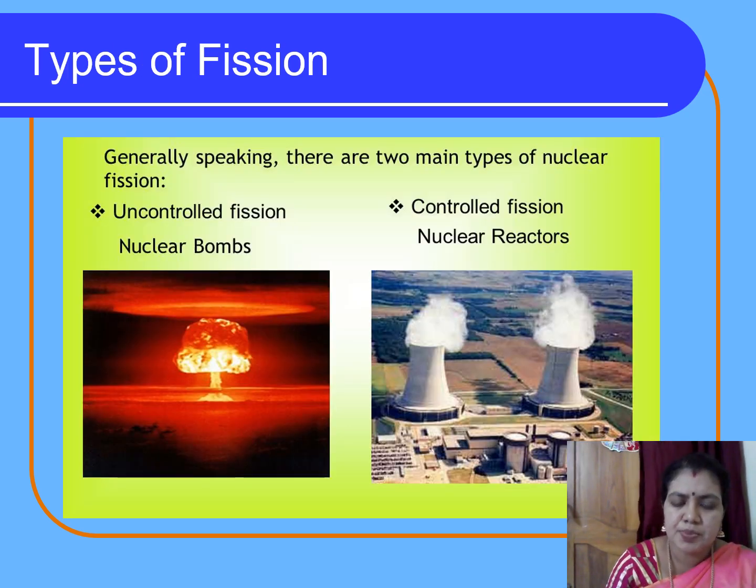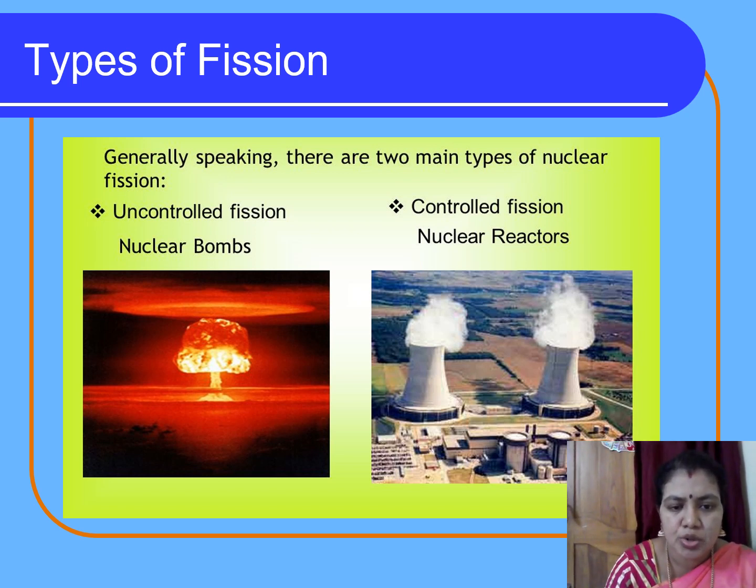So generally speaking, the fission reaction could be categorized into two main types. One is the controlled fission reaction and the other is uncontrolled fission reaction. In the controlled fission reaction, the number of neutrons is kept constant by absorbing the extra neutrons, and the energy released is tapped to produce steam to generate electricity.